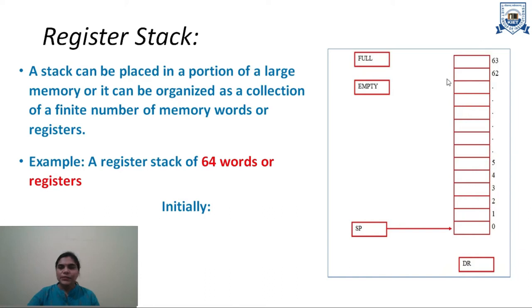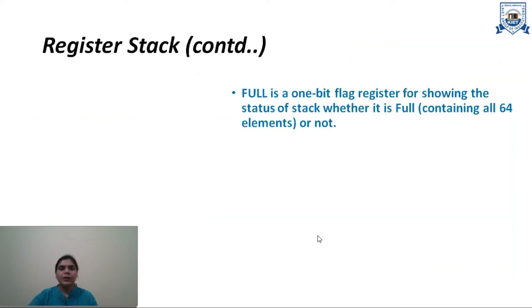Initially, there is no element in this stack, so we can say the stack is not full. The full register will hold bit 0, denoting that the stack is not full. Empty is holding bit 1, denoting that the stack is empty. Initially, the stack pointer is pointing to location 0.